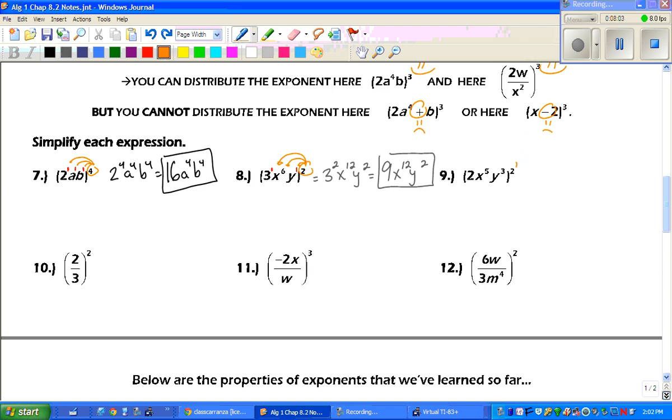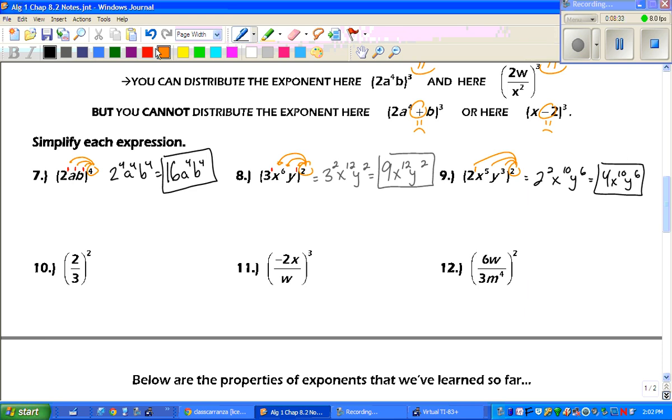Okay? So distribute that 2 to everything, which gives us 2 squared x to the 10th y to the 6th, and then 2 squared is really 4. So we just got to make sure to distribute to everything.